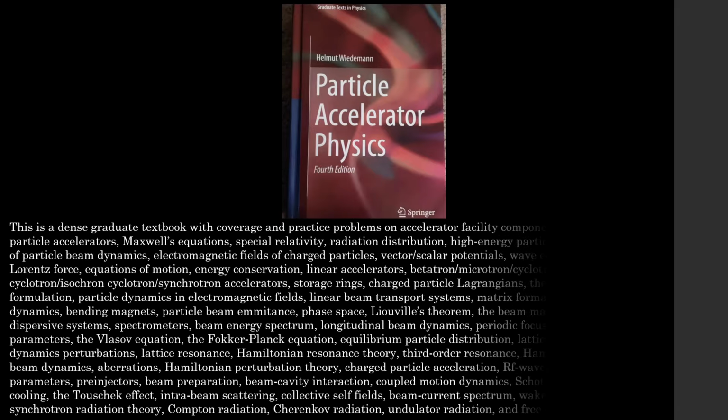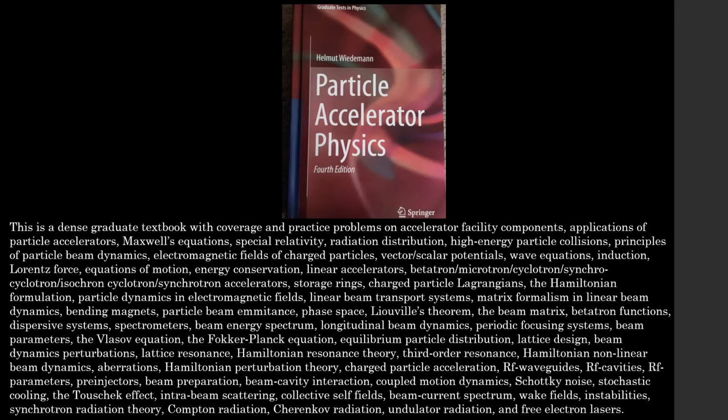We have Particle Accelerator Physics from Springer's Graduate Text Series. This one's very interesting because it tells you all the components of the actual accelerators. There are different types such as linear accelerators, betatrons, microtrons, cyclotrons, synchrotrons, isochronous cyclotrons, and synchrotron accelerators.